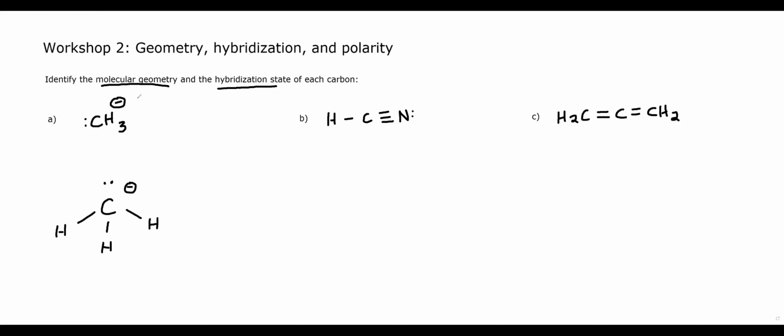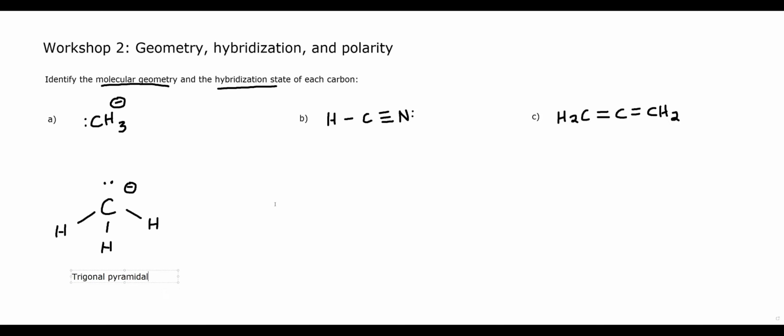However, remember, when we consider molecular geometry, we ignore the lone pairs. We treat them as if they were invisible. So the molecular geometry of the CH3, similar to NH3, ammonia, would be trigonal pyramidal.